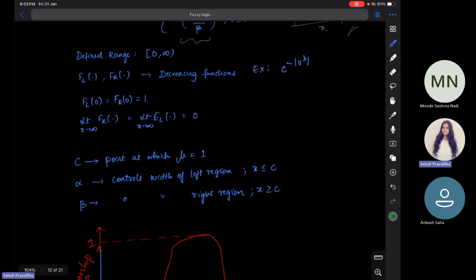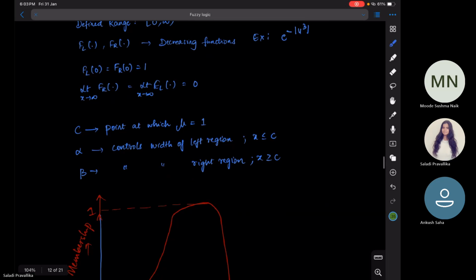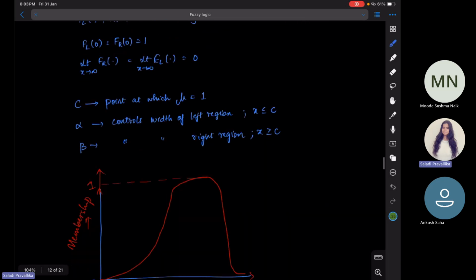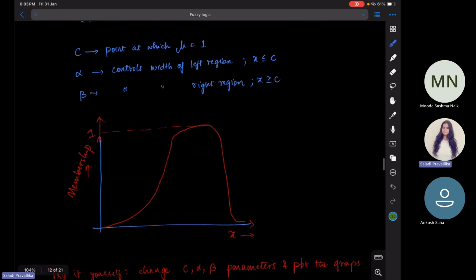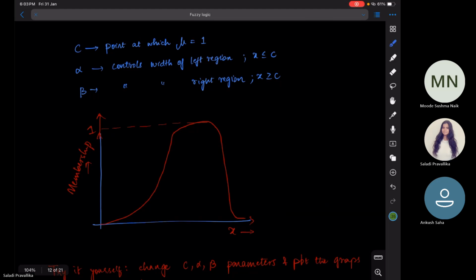Whereas alpha and beta are the spread parameters that control the width of the left region and the right region respectively. So the left region is when X is less than or equal to C, and beta, the right region, is when X is greater than C. If this is a graph, at the peak, this is the value of C. This side is alpha.